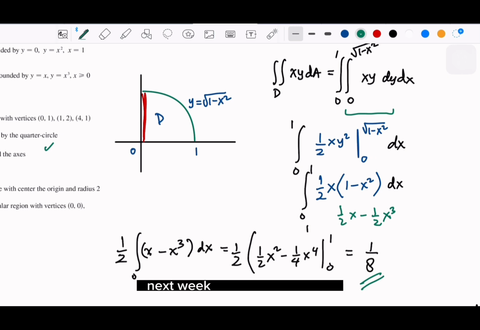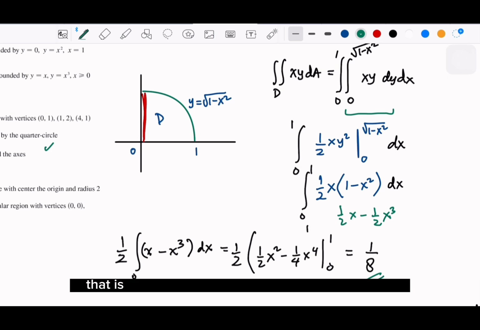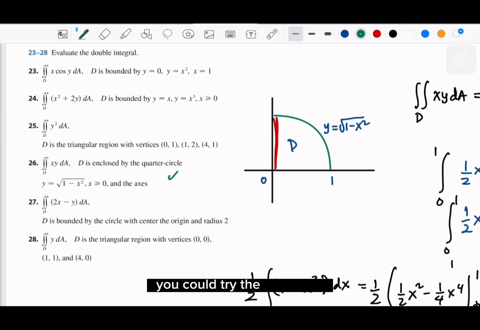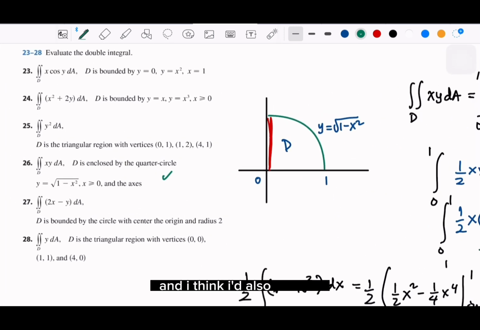Okay, next week's section is about polar coordinates in double integrals. Okay, you could try the other one, and I'd also want to give you some lists for exercise, but I think next week I will give you. But you could try this one for now. You could maybe try the other question as well.